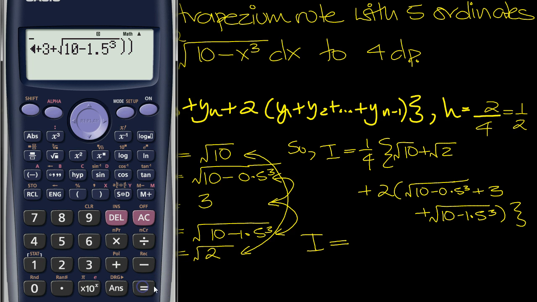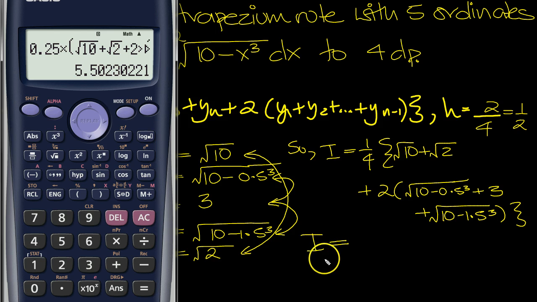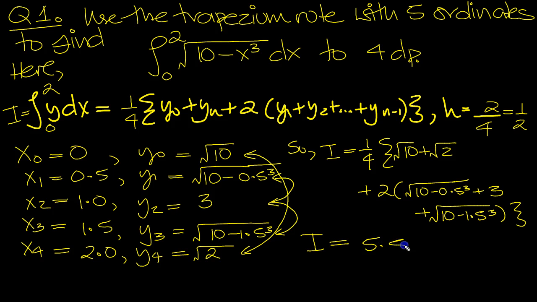Equals, and we're doing it to 4 dp, aren't we? So it's 5.5023, 5.5023, isn't it, to 4 dp? So 5.5023, and that's to 4 decimal places.